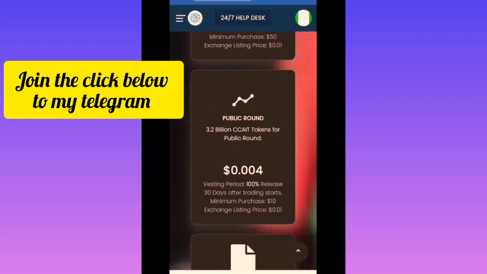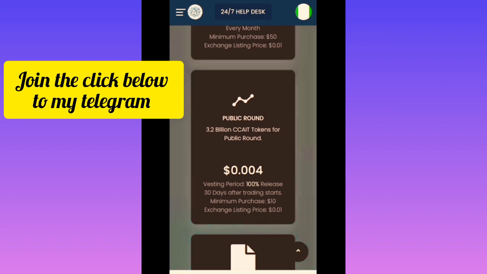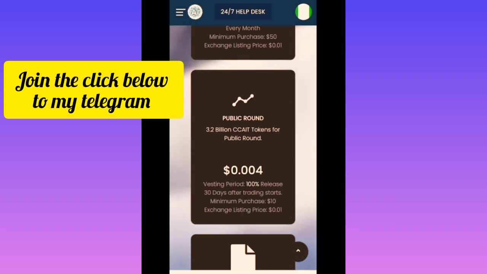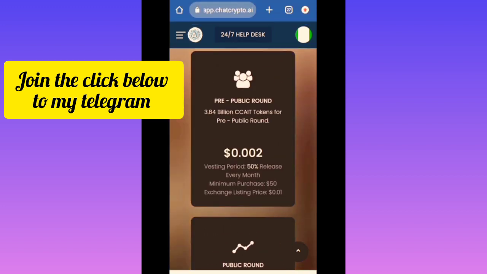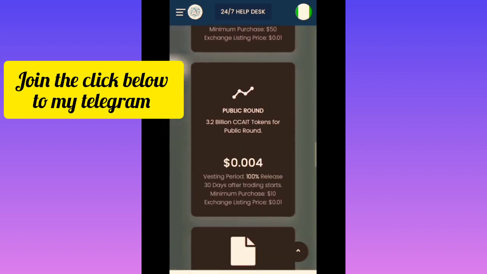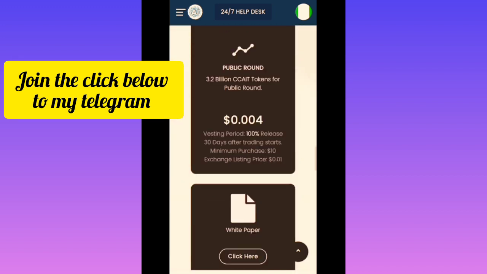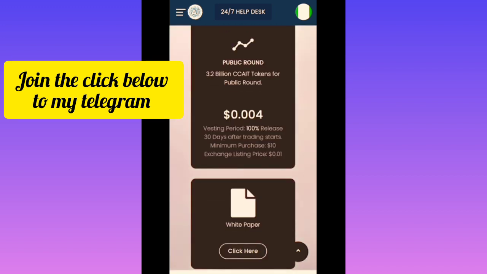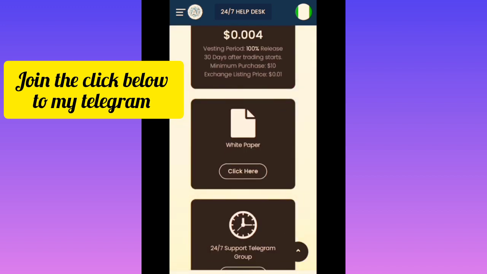The least you can buy here is $10, which is the round sale, the end of the sale round. It's going for 0.004. You see the difference between the prices. This one is $50 minimum purchase. This one of $10 minimum purchase, it's going for 0.004, meaning they are selling it to you at a price of 0.004, and you're going to be selling at listing for 0.01. That is investment. That is how people make money from pre-sales.